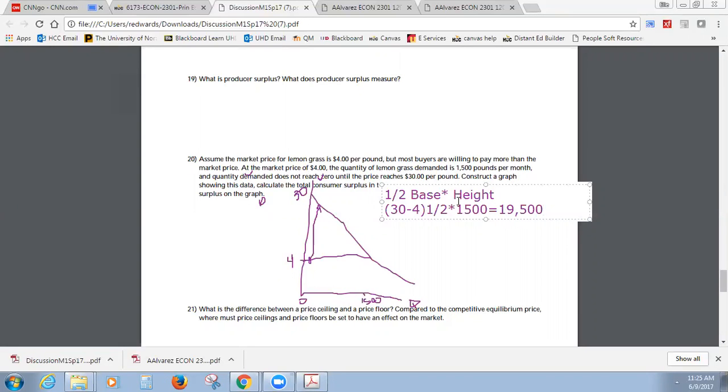So it's not really necessarily a number. We just say that the consumer surplus here would have been 19,500. So be able to calculate consumer surplus, producer surplus, or deadweight loss. Usually it's just messing with the triangles.